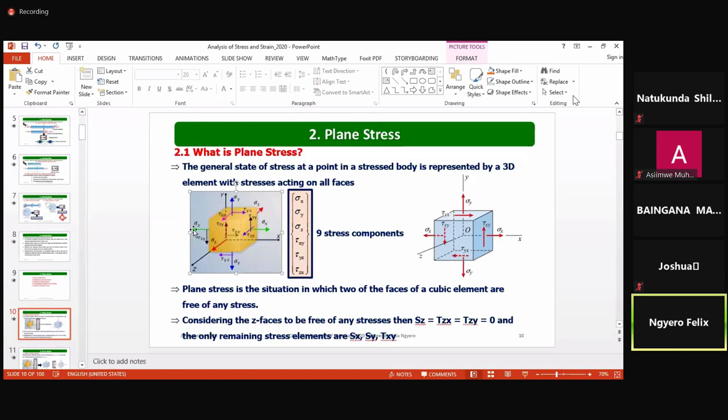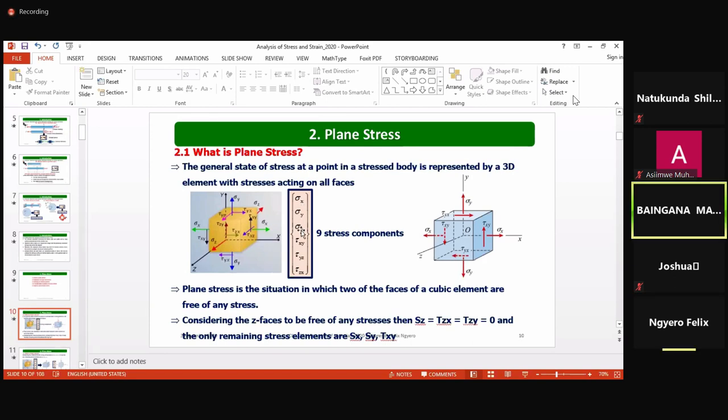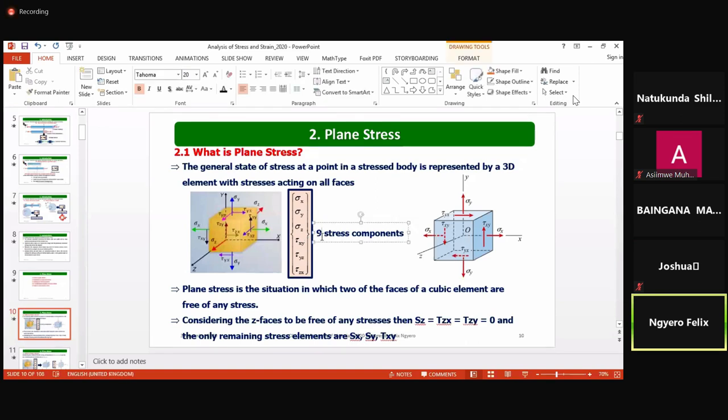So this stress state will give rise to stress components. We have three normal stresses, sigma X, sigma Y, sigma Z, and three shear stresses. This should be six, not nine. Six unique states of stress. With sigma X, sigma Y, and sigma Z, and then the shear stresses. We shall see what these represent later on. So this state of stress is the general state of stress at any given point.